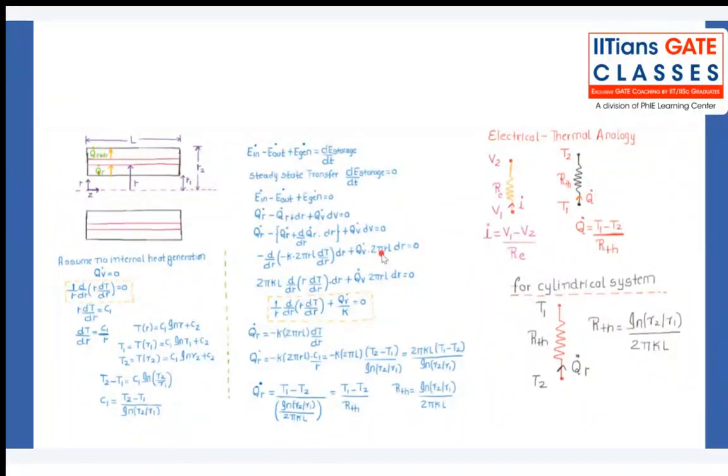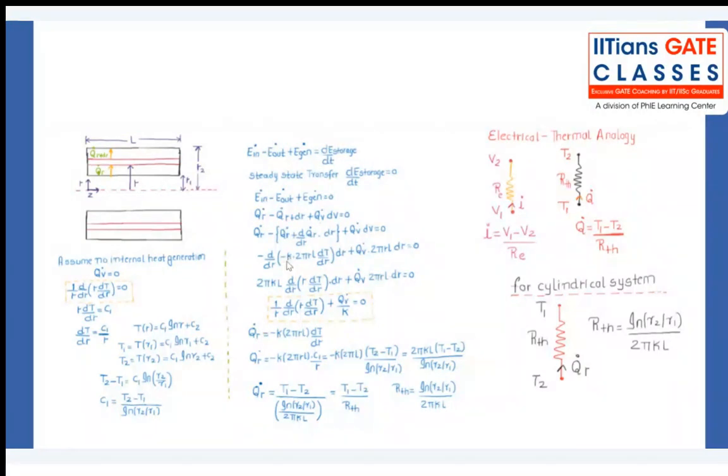Okay, 2 pi RL into dr, because 2 pi RL is the surface area into dr. Here q dot r gets cancelled. Here basically I am writing the law, basically I am writing the Taylor series expansion. So what is q dot r? Q dot r is minus k A dT by dr. Why dT by dr? Fourier's law.